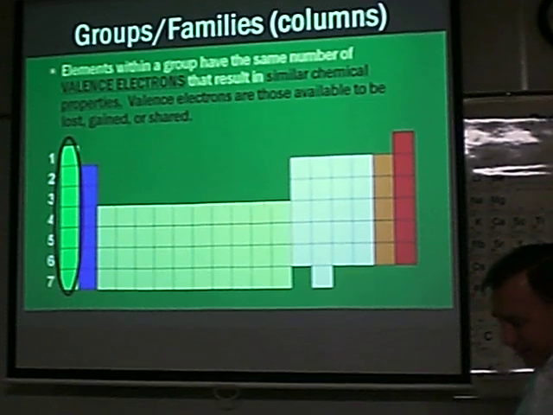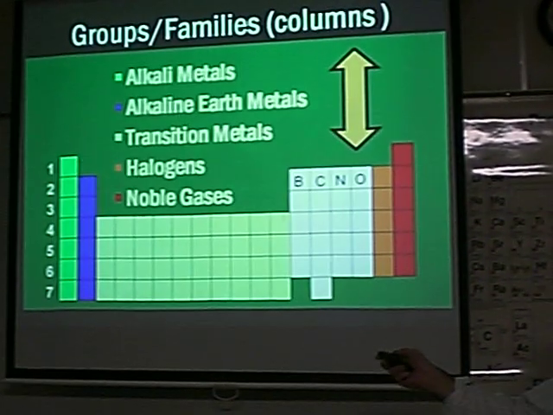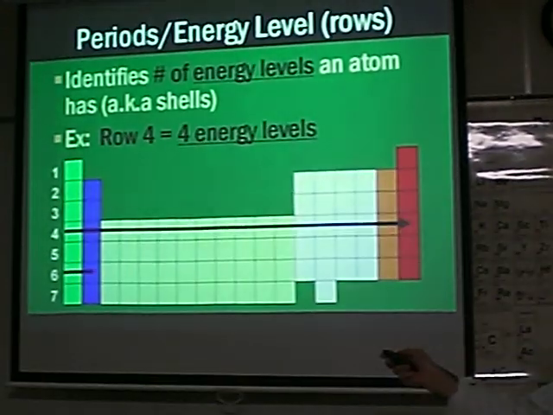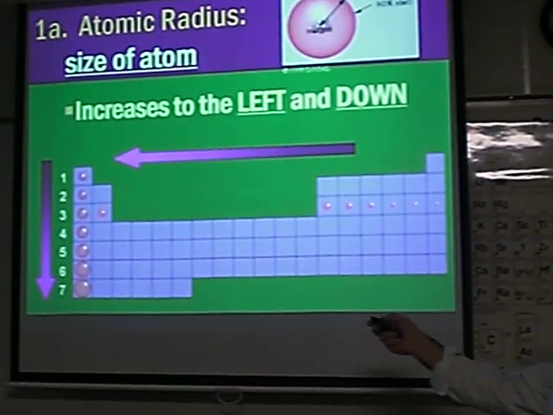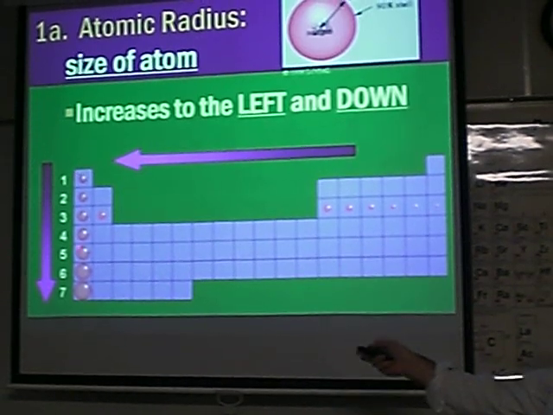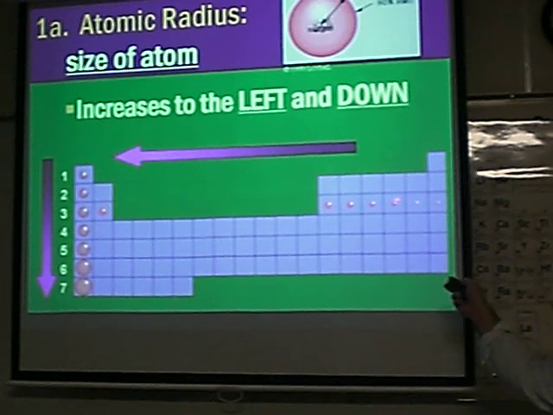Let's start with atomic radius size. Remember that atomic radius size gets bigger as you move from top to bottom. Let's go back to this slide right here. As you move from top to bottom, atomic radius size gets bigger. As you move from left to right, atomic radius size gets smaller.